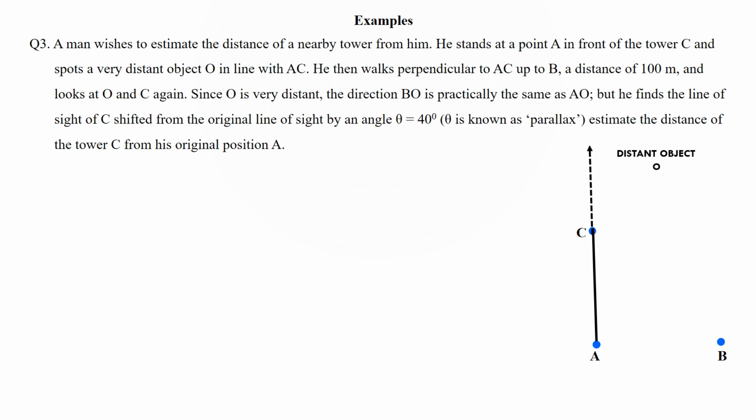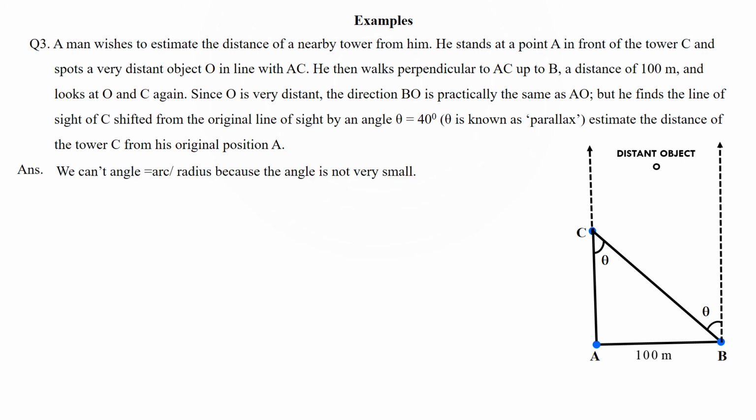Then he walks to B, 100 meters, looks at AO again, and then at C. Okay, clear. And the angle theta is given as 40 degrees. We need to find AC. We can't use angle equals arc by radius because the angle is not very small. 40 degrees is not a small angle.